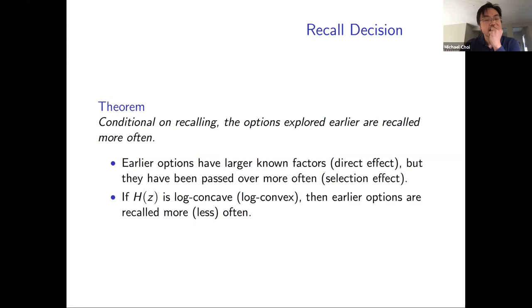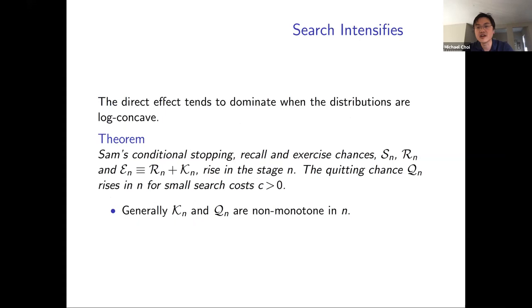And that doesn't depend on the other distribution. This is only dependent on H, which one of them, the known factor distribution? For this result, it doesn't. Yeah, for the previous result, I actually need both of them to be log concave.